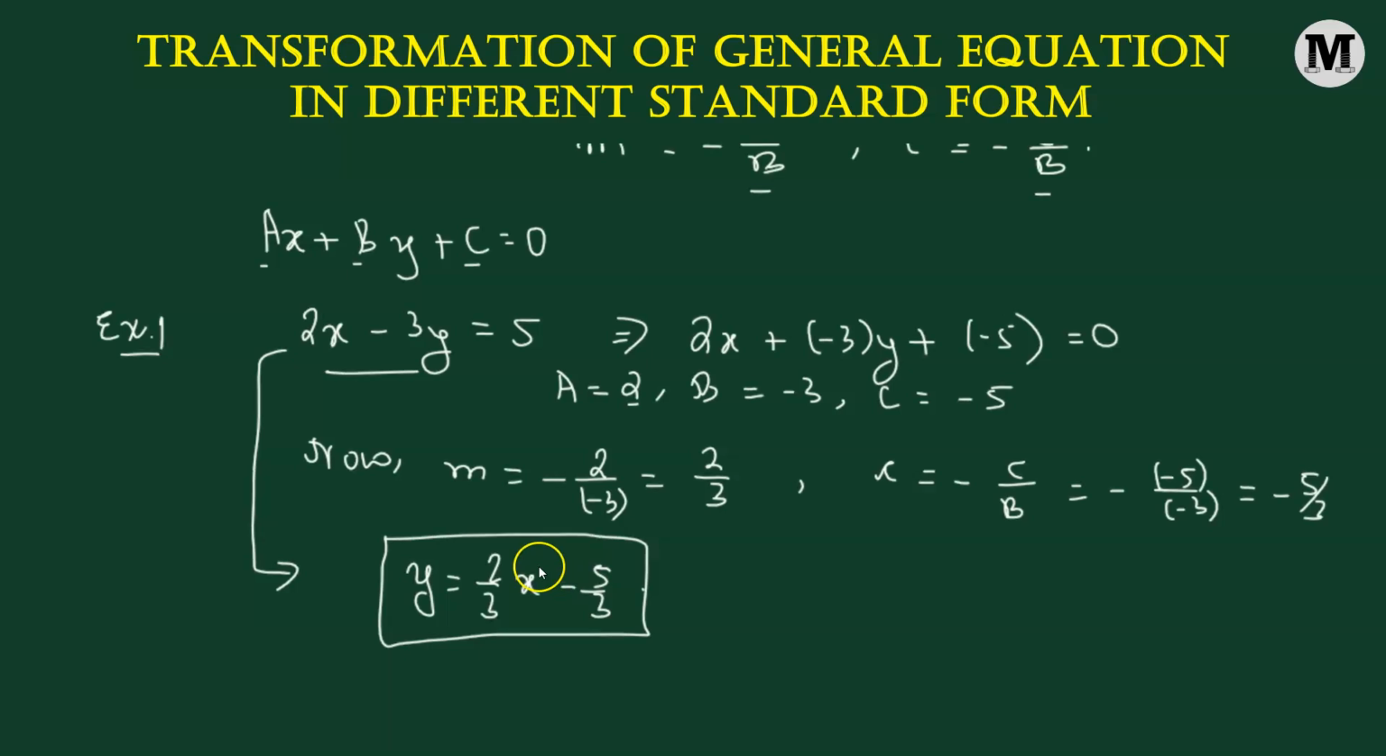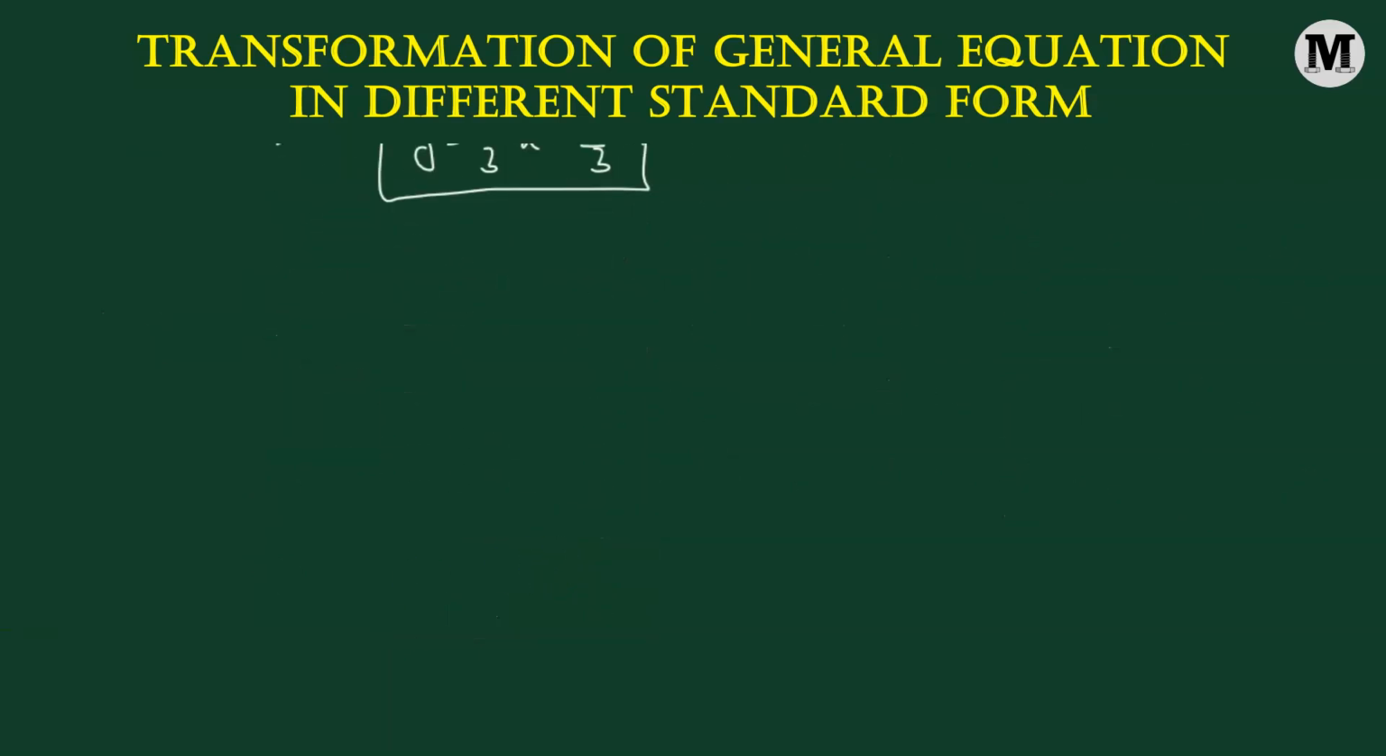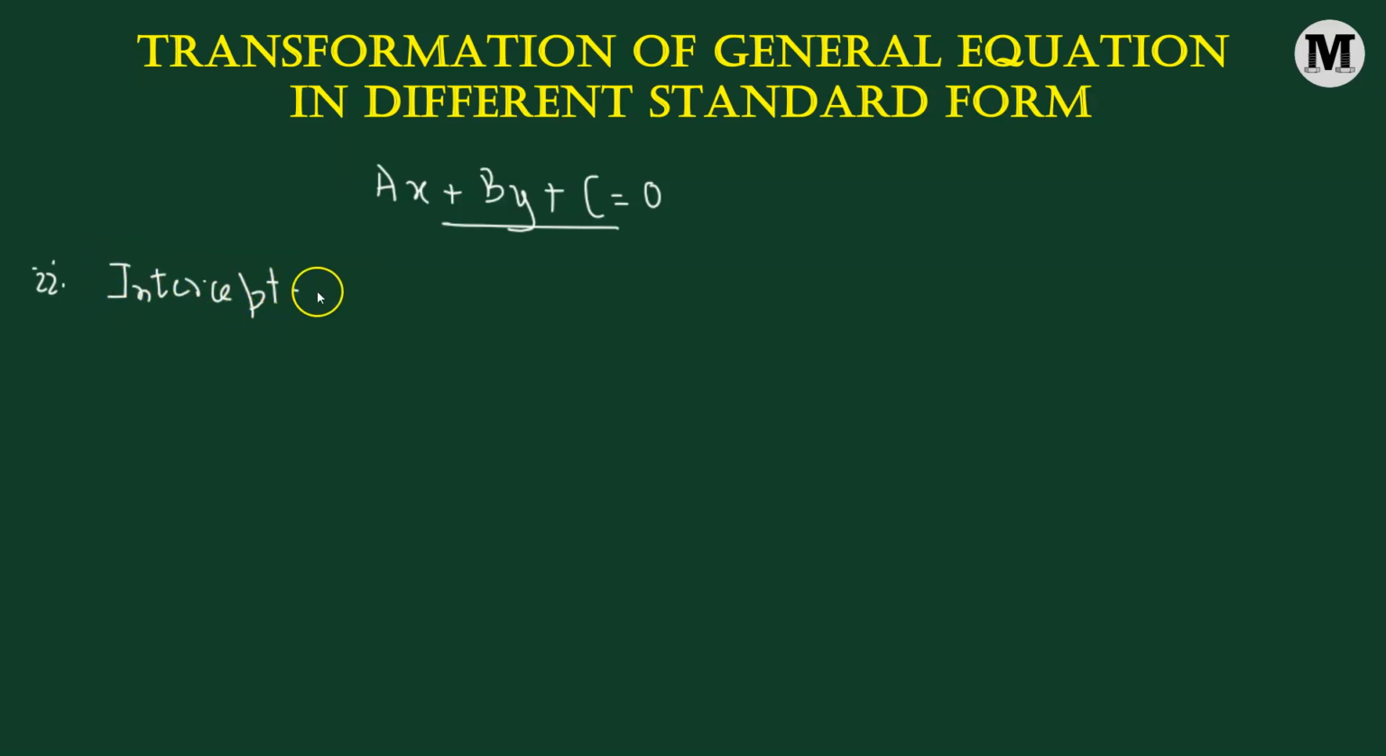Okay, fine. So let's now talk about the other form of transformation. Given the general form of the line, ax plus b times y plus c equals to 0, we can convert this general form into the intercept form of a line. The intercept form of a line.